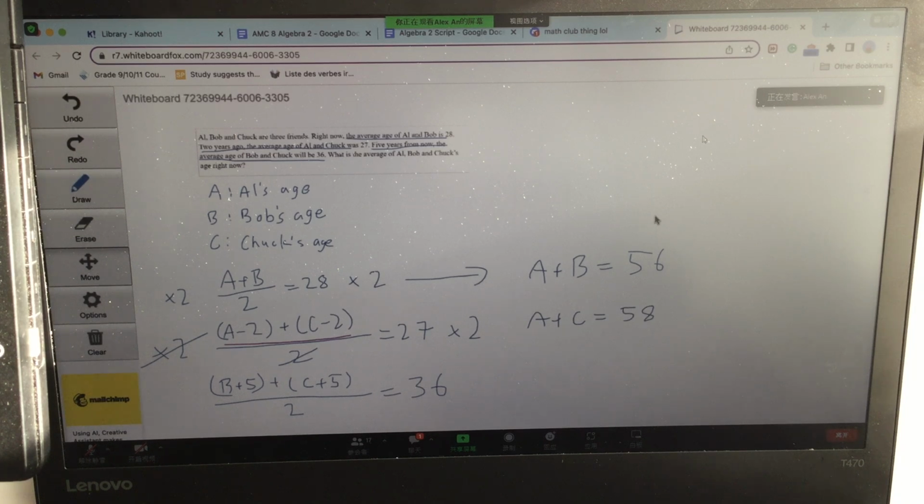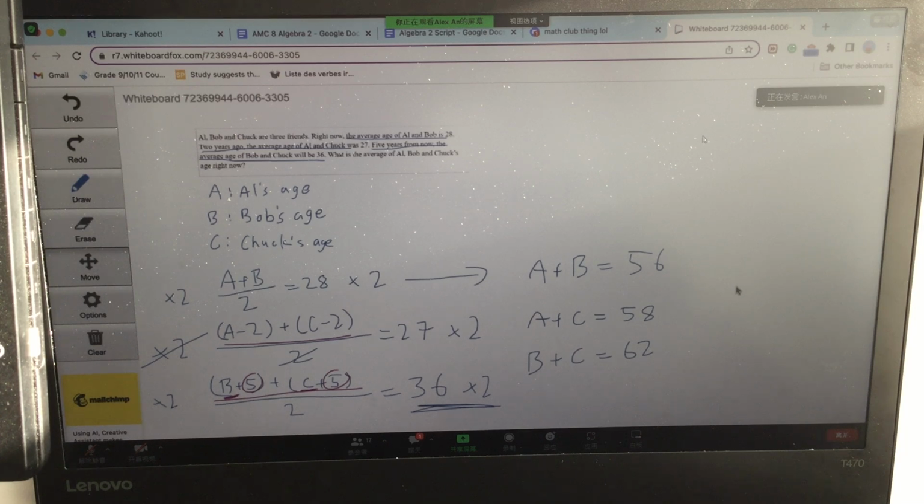And then lastly here, we're going to also multiply both sides by 2. And similarly here, this part is just going to be B plus C plus 5 plus 5, or B plus C plus 10. So B plus C plus 10 equals 72, which is 36 times 2. And we're just going to subtract 10 from both sides. So we know that B plus C equals 62.